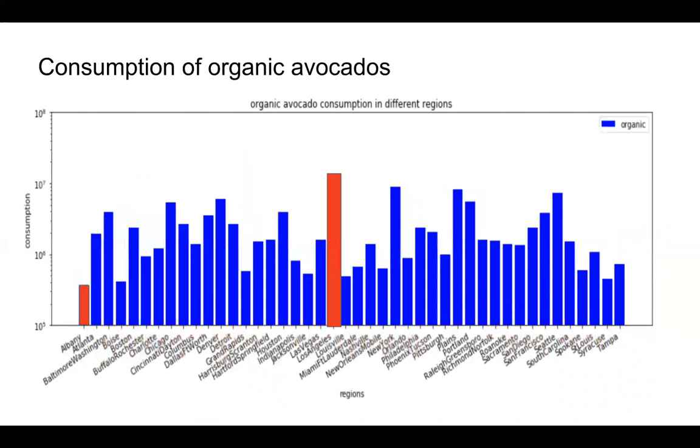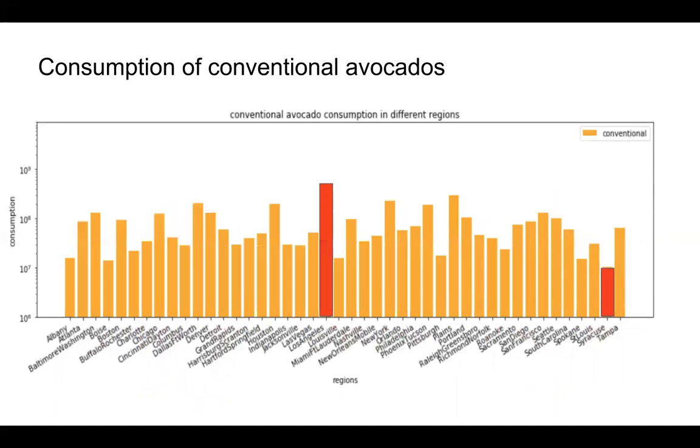So here we have the consumption of organic avocados in the United States. As you can see, Los Angeles has the highest consumption, while Albany has the lowest consumption. Here is the consumption of conventional avocados. Again, Los Angeles has the highest consumption, while Syracuse has the lowest consumption.